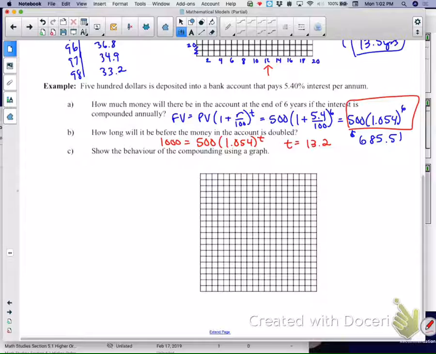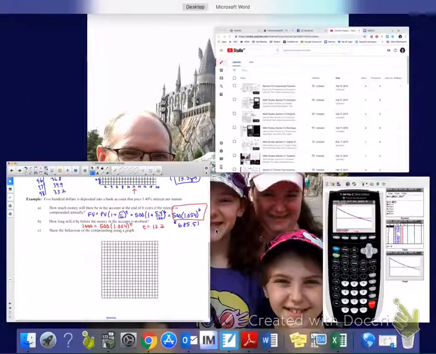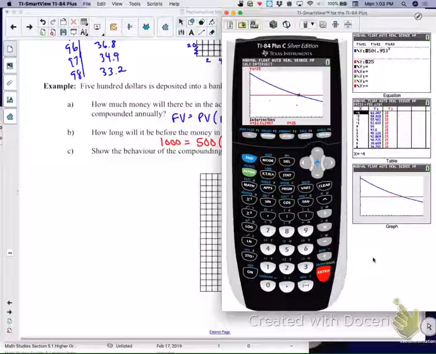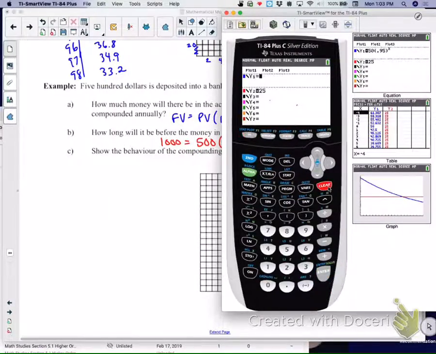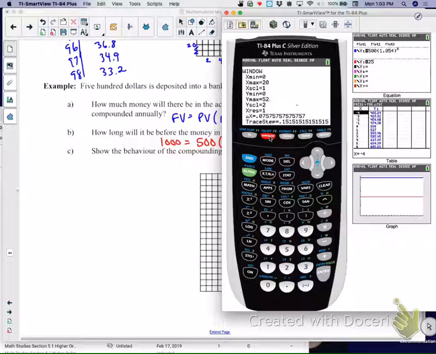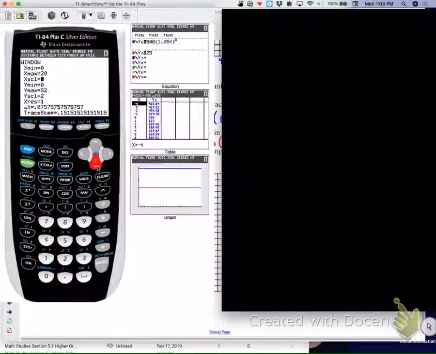Now, as far as the graph, actually, we're going to have to do that part anyways, so let's go ahead and stick this in here, and then I can show you how we get that 13.2. So we go to our y equals. This is going to be 500 times 1.054 to the x power. Now, as far as our window on this, we're looking for where it's doubling eventually. So let's go ahead and make a window. I'm going to just keep 0 to 20. I think that's probably good.